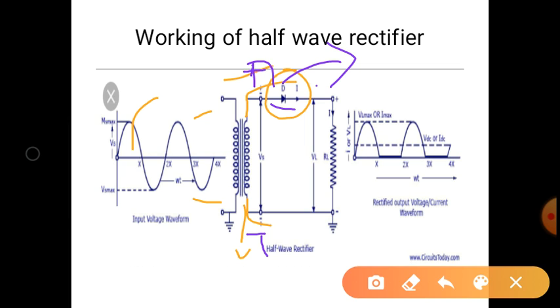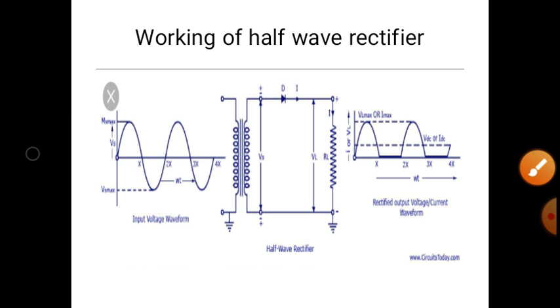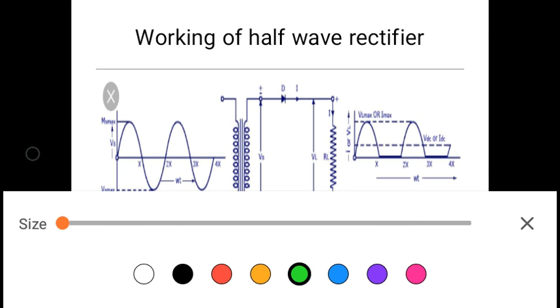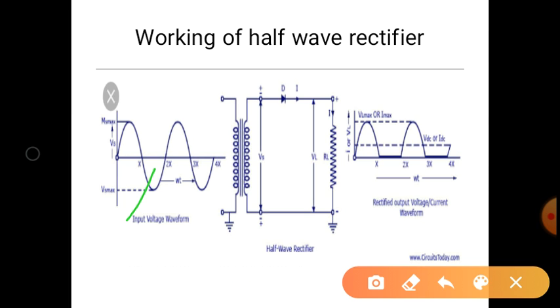So output will be appearing across this RL. So it is the output waveform under this positive half cycle. When it comes to the negative half cycle, the polarities of the input will be reversed. So this will be negative and this will be positive.